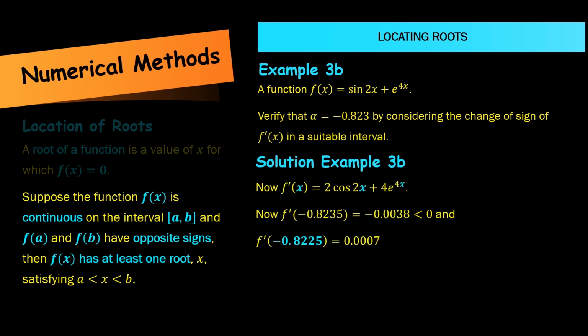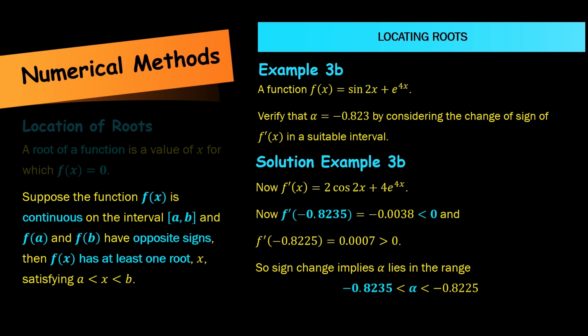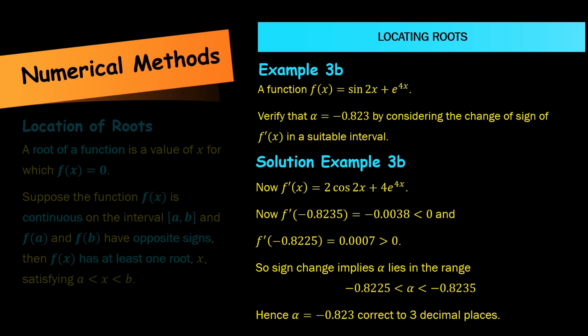And similarly, f dash of minus 0.8225, which is at the upper end of the interval for minus 0.823, is positive. So the change of sign implies that alpha is greater than minus 0.8235 and less than minus 0.8225. And therefore alpha equals minus 0.823, correct to 3 decimal places.